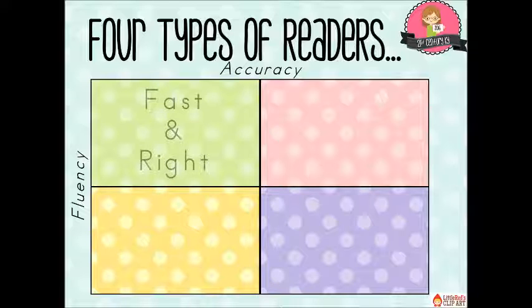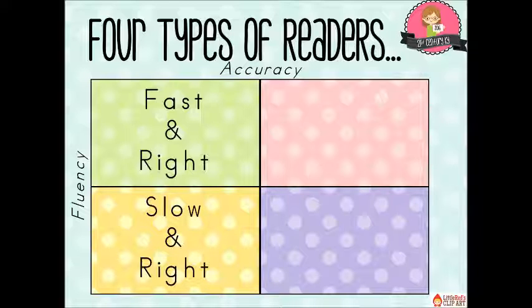First, you have the fast and right reader. This means they're benchmarked for fluency and they're reading at a 95% or more accuracy rate. This is what all of our students should be striving for. Next is the slow and right reader. This reader is reading at a 95% accuracy, but their fluency is below benchmark. That means they're reading slowly, but they're reading correctly. So they're on the right track and have a few things to work on.